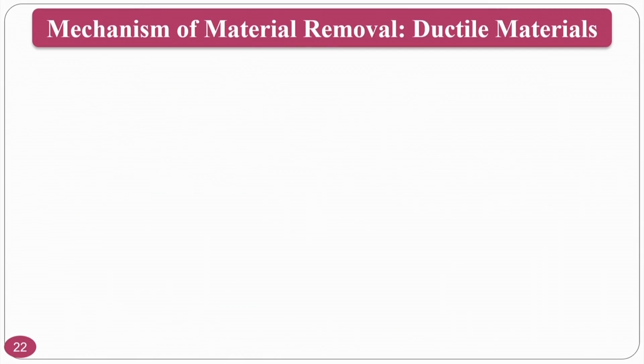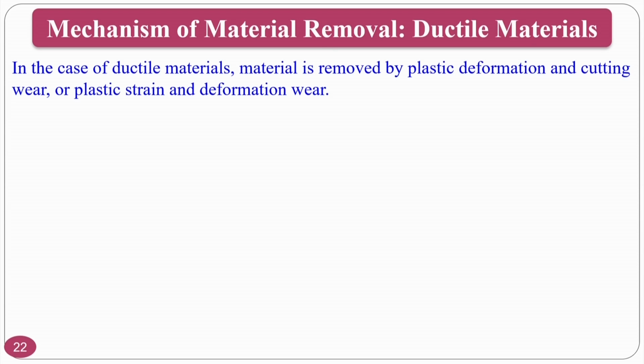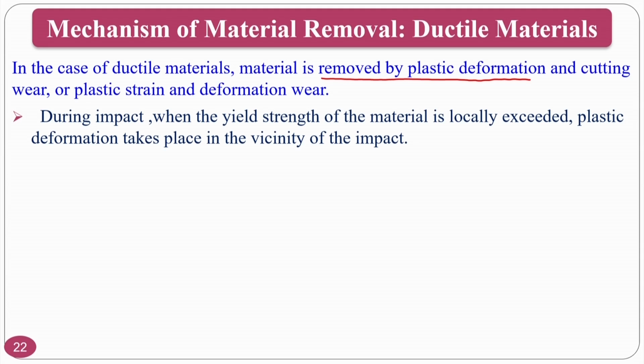So, the material removal mechanism, for ductile materials. In the case of ductile materials, material is removed by plastic deformation and cutting wear, and plastic strain and deformation wear. During the impact, when the yield strength of the material is locally exceeded, the plastic deformation takes place in the vicinity of the impact. That means that whenever the abrasive particle goes and hits a ductile material, there will be a plastic deformation, and nothing in this world is perfectly flat. So you have peaks on the surface. So it also shears the peaks, that means that it will remove the material by shearing action also.